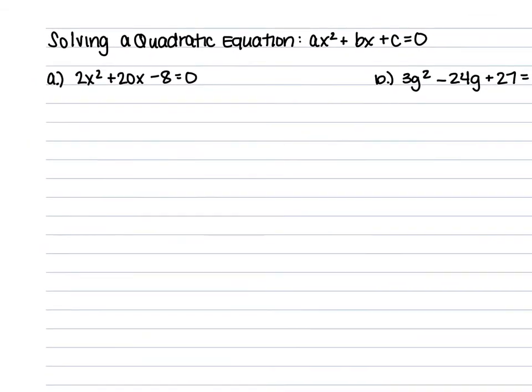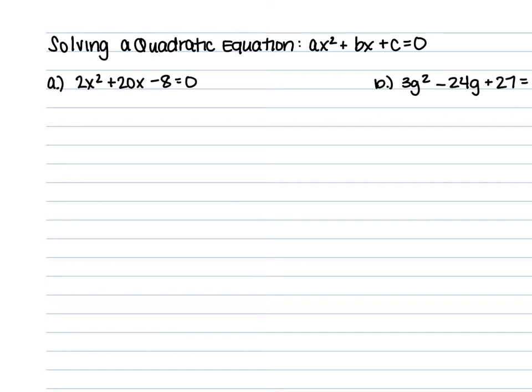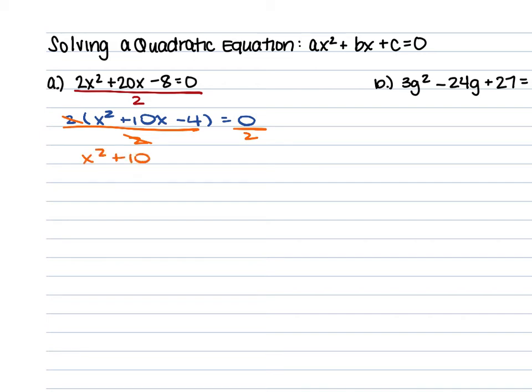For example A, we are given 2x squared plus 20x minus 8 is equal to 0. We have an a here that's 2, so we're going to divide everything by 2 first. This gives us 2 times x squared plus 10x minus 4 is equal to 0. If we divided the 2 from everything, this 2 cancels. So we're just working with x squared plus 10x minus 4 is equal to 0. So pretty much whatever you divide out, that's your a term, is going to disappear.